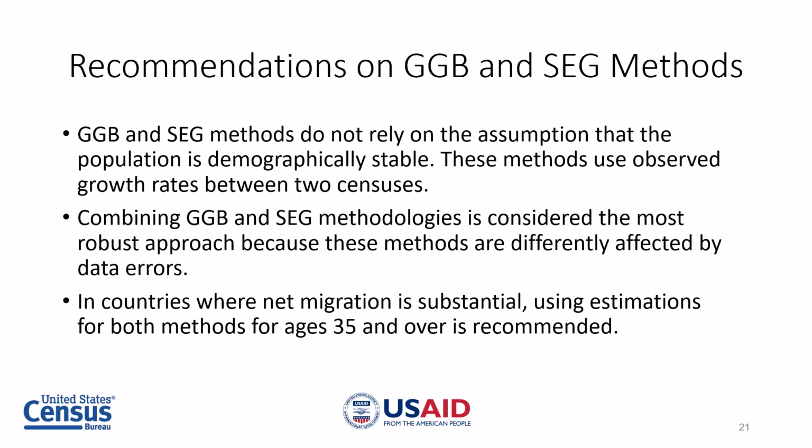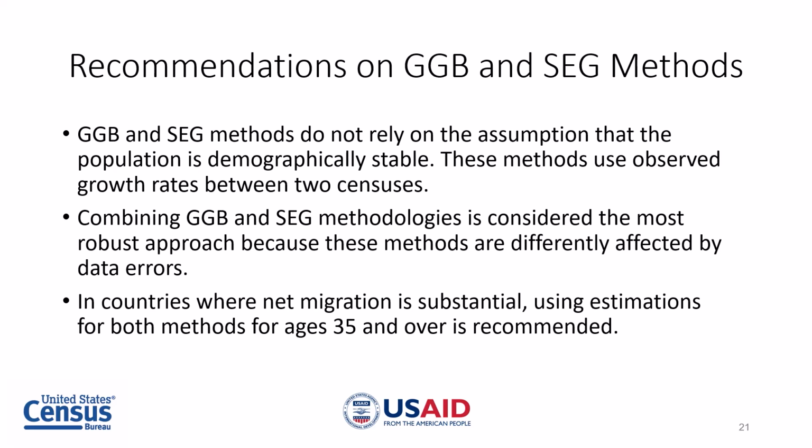In contrast with the BRAS growth balance method covered in Episode 1, the generalized growth balance and the synthetic extinct generations methods do not rely on the assumption that the population is demographically stable. These methods use observed growth rates between two censuses. In sum, if you have data from two consecutive censuses, you should use both the generalized growth balance and the synthetic extinct generation methods. Combining these two methods is considered the most robust approach.